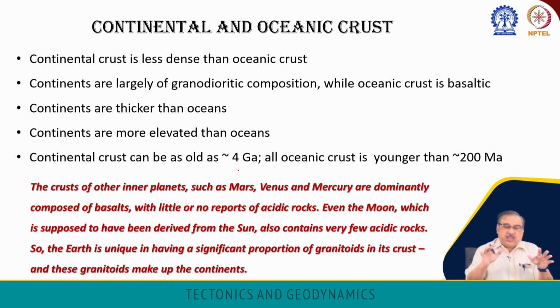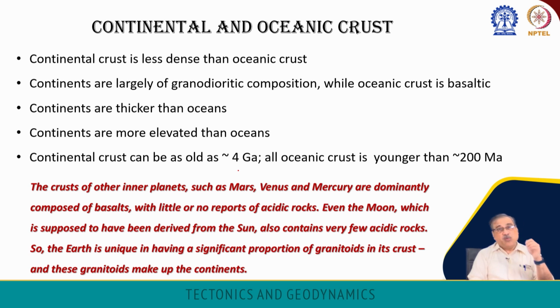So, now if we look at this, there is a significant difference between the two types of crust that make up the outer surface of the Earth. Now, if we compare this to other planets, for example, Mars, Venus, and Mercury, what we know of their surfaces is that most of these are covered with basalts. There are very few acidic rocks which correspond to the compositions of the Earth's continents.